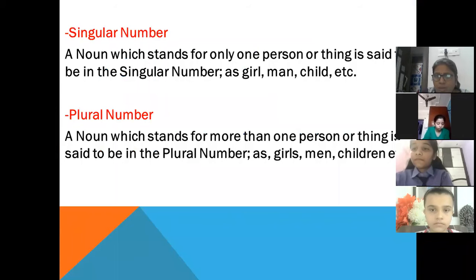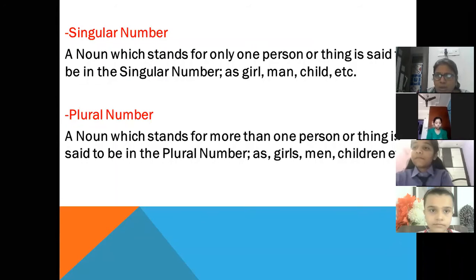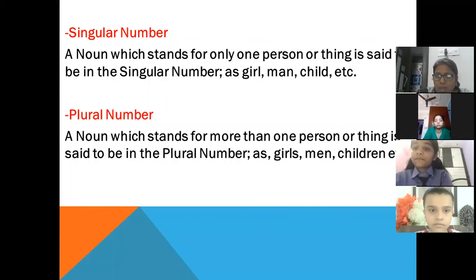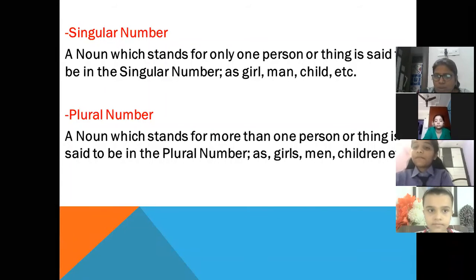What is singular number? A noun which stands only for one person or a thing is said to be in singular number. If I say girl, man, child, then they all are one person only. Now, if we talk about plural number, it's a noun which stands for more than one person or thing. That is said to be in the plural number. As if I'll say girl is becoming girls, man, men, child and children.